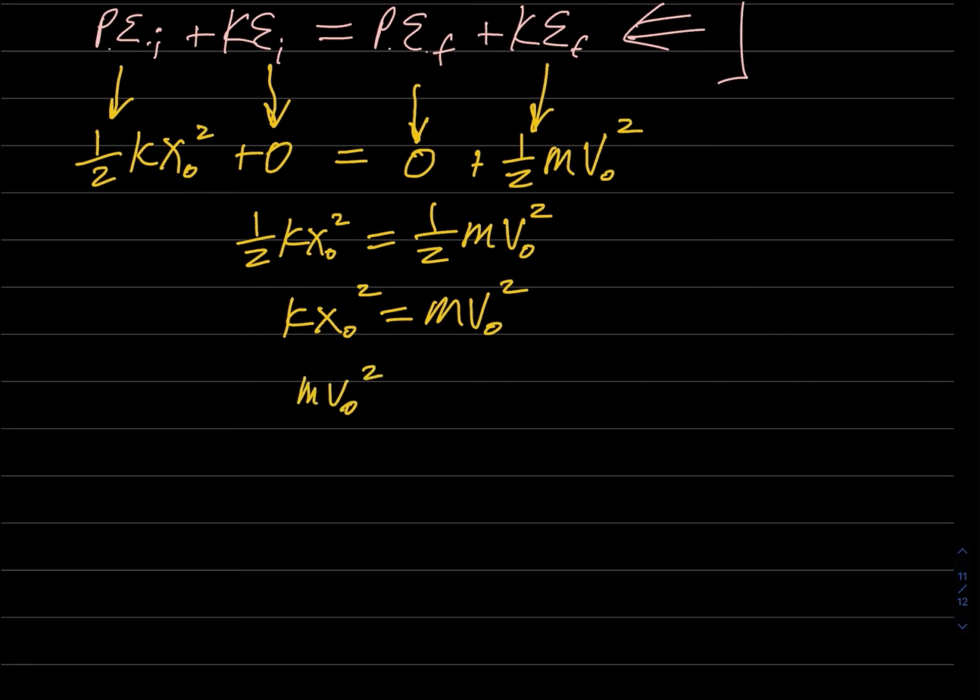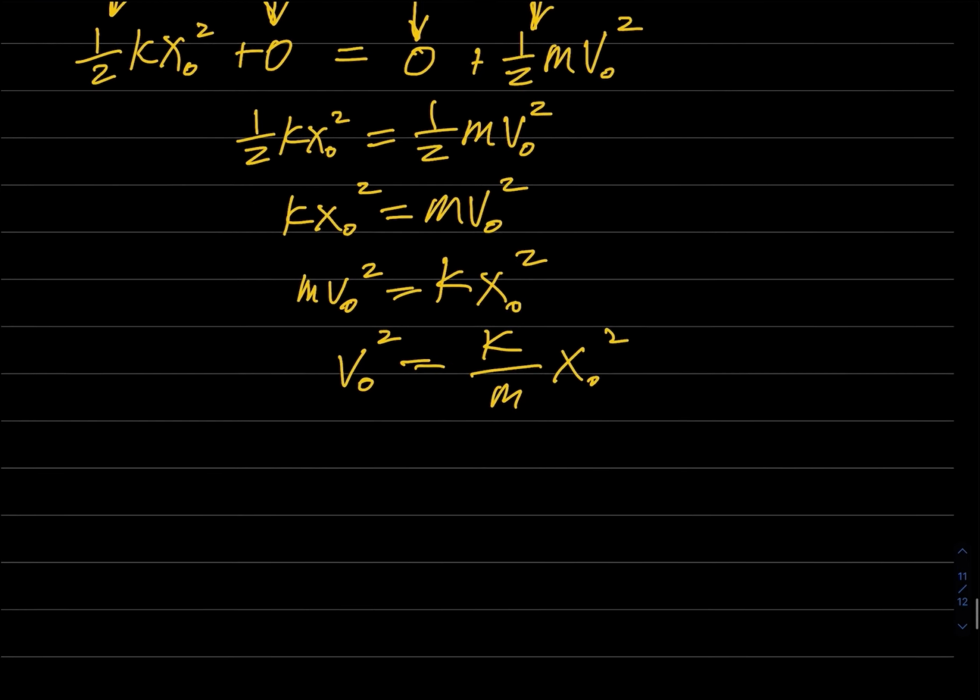m v sub naught squared equals k x sub naught squared. v sub naught squared equals k over m times x sub naught squared. And v sub naught equals the square root of k over m, there's that square root again, times x sub naught. And there's our answer.